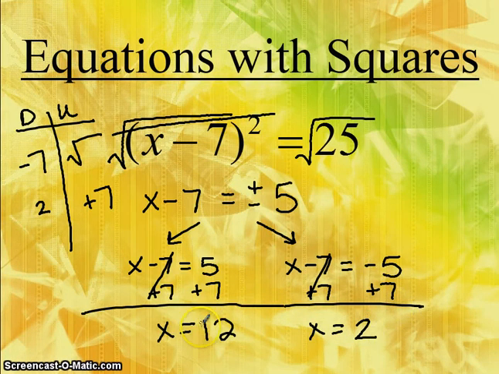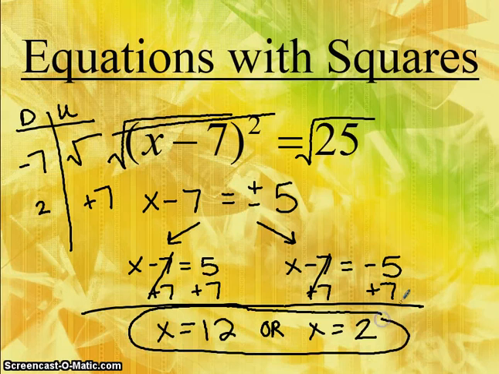Now, can it be both 12 and 2? No, it's one or the other. Both of these numbers will make this equation true, and I can prove it to you. Substitute them back in. 12 minus 7 is 5. 5 squared, 5 times 5 is 25. So this makes it true. Substitute 2 back in. 2 minus 7 is negative 5. Negative 5 squared is negative 5 times negative 5, which is positive 25. So these two answers will both make this equation true.